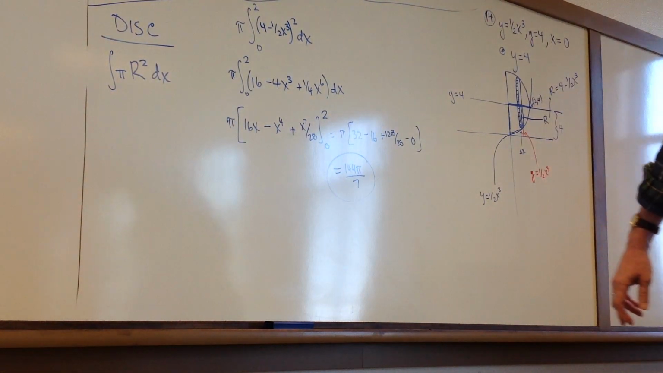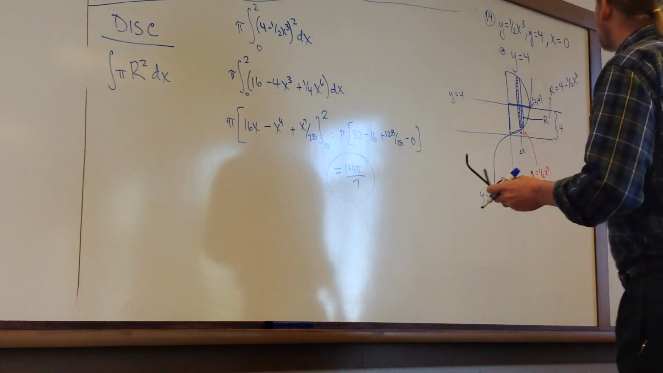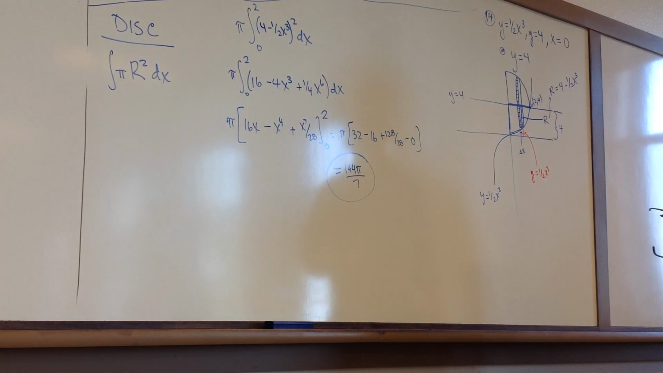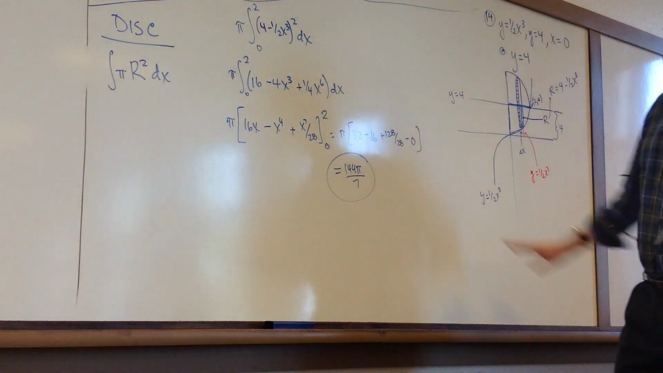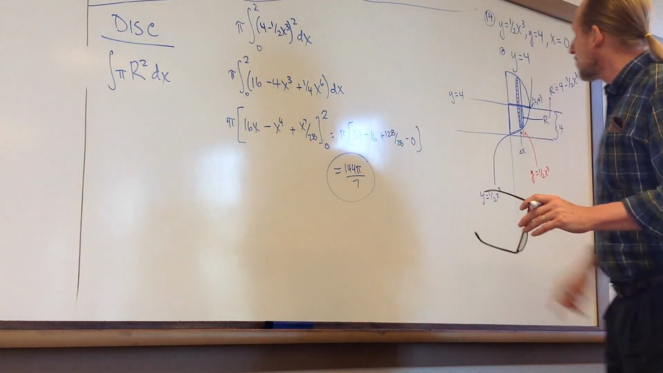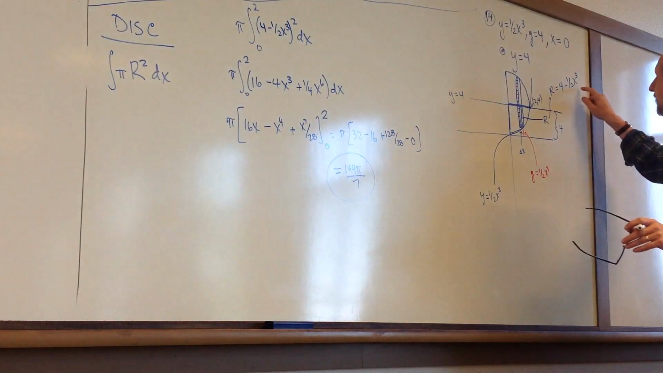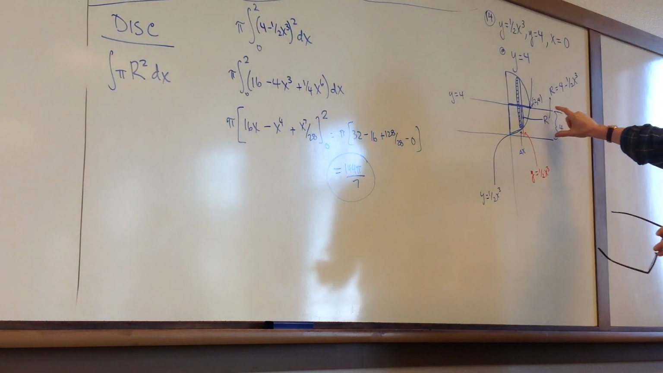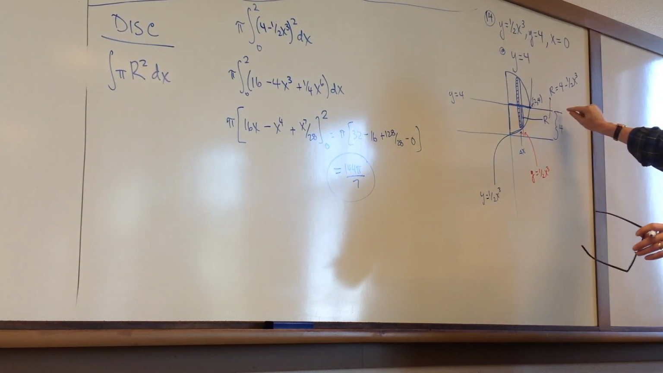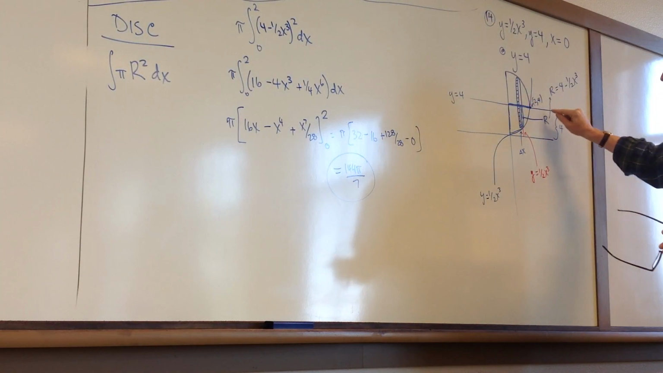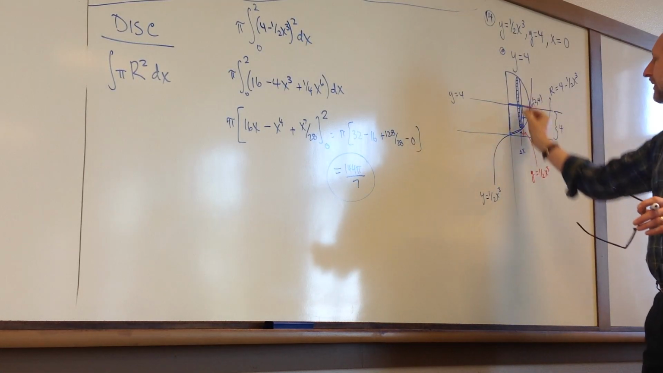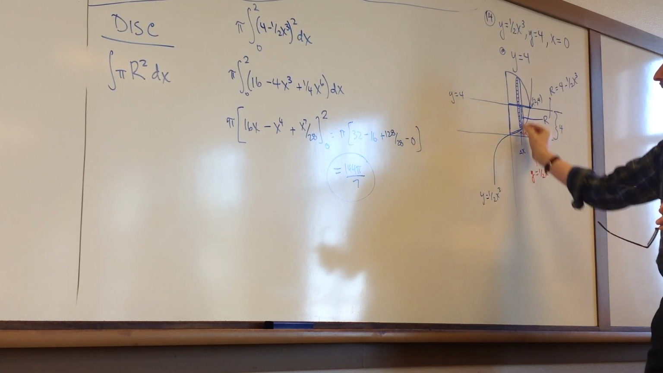Okay, so there's the first example of a problem where we're rotating around something other than the x-axis or the y-axis. Now notice in this case we were integrating with respect to x. We wanted our function of x in terms of x. And one way you can see that is that our axis of rotation, even though it wasn't the x-axis, is parallel to the x-axis. Also, our thickness is a delta x along the x-axis.